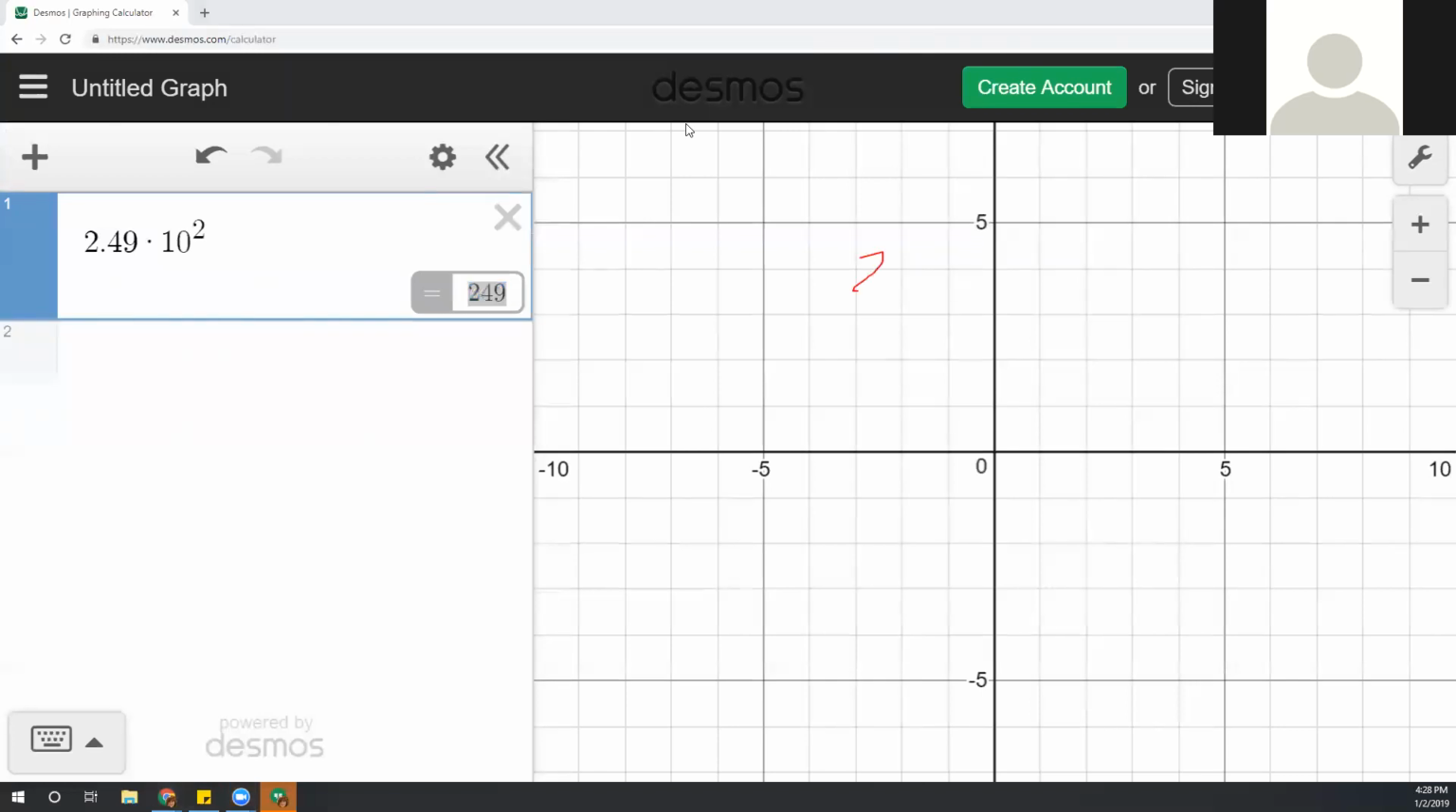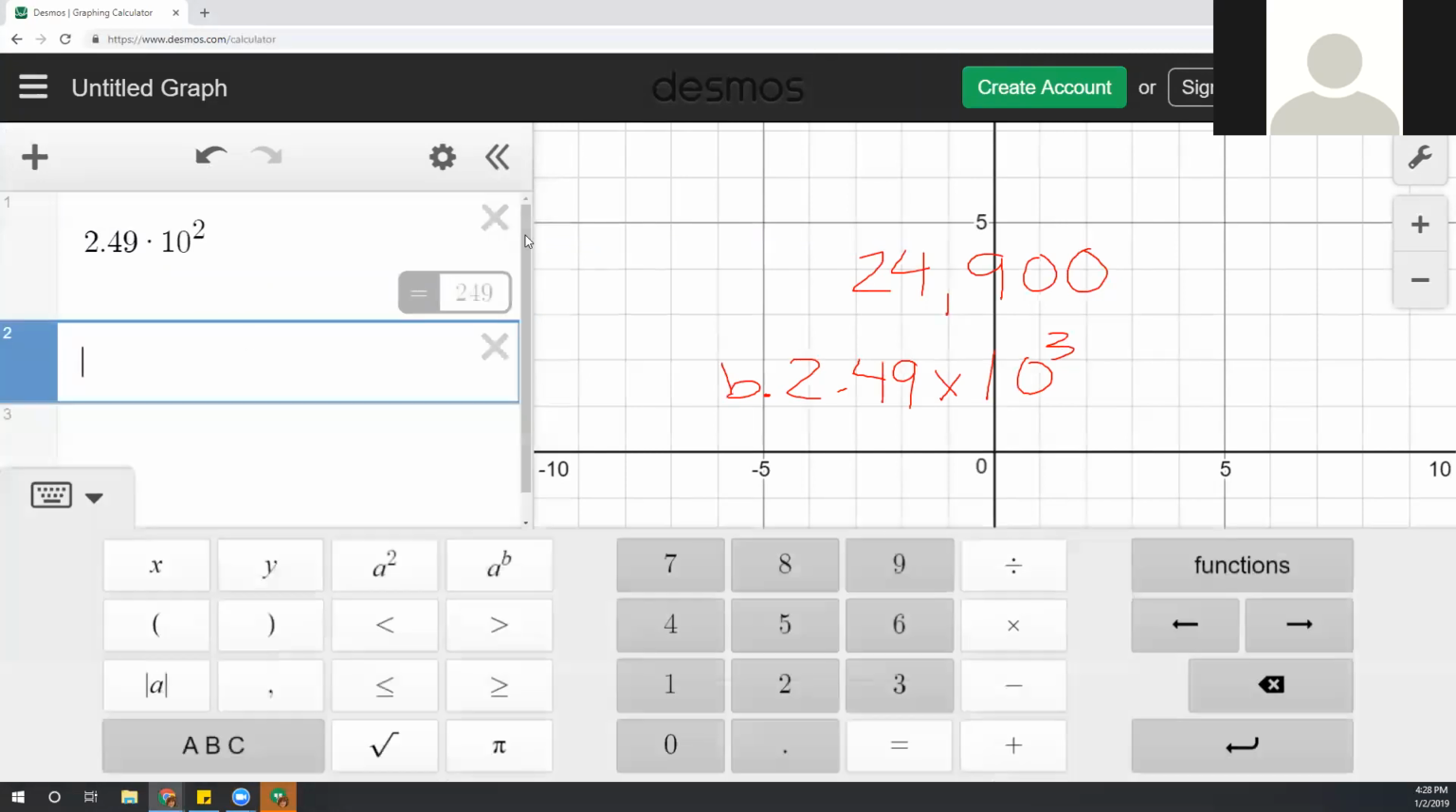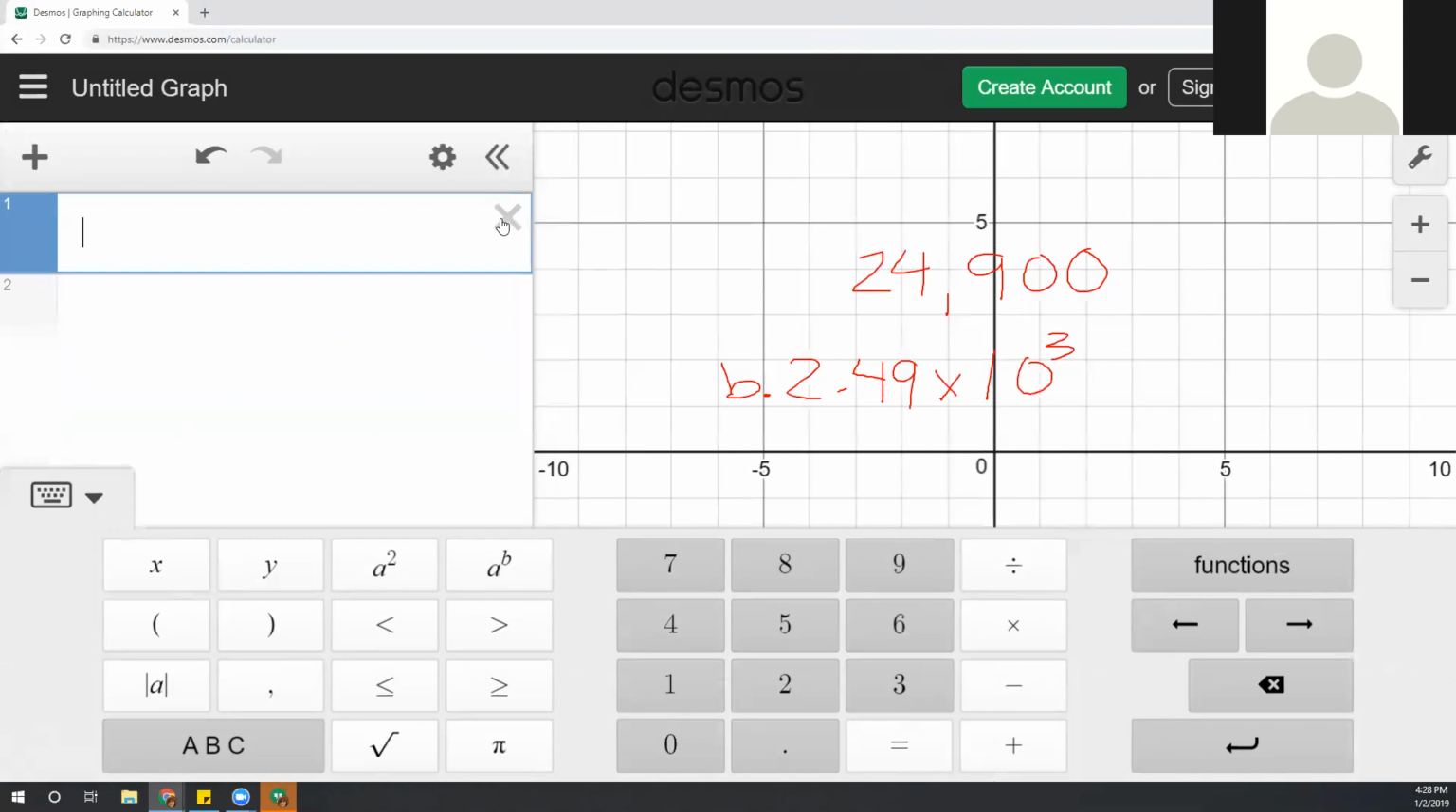So the answer we wanted was 24,900. We tried answer choice A, it didn't work. So now we're going to type in answer choice B and see if this works. So we type in to box 2, or if you just want to get rid of it, if you're like, well, I know answer choice A didn't work, you can hit X and it just gets rid of it completely.